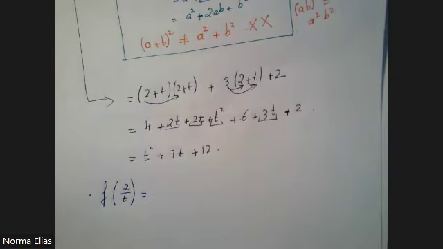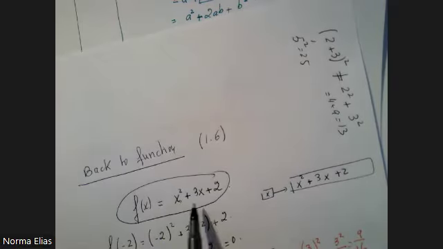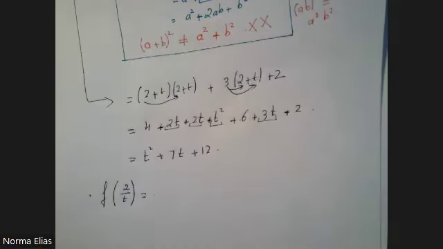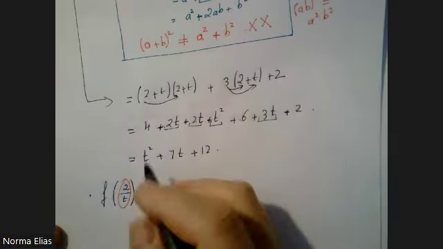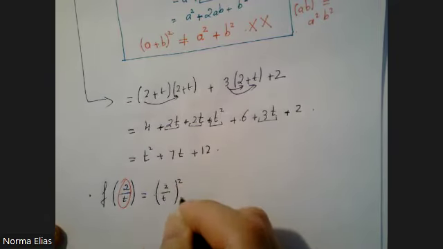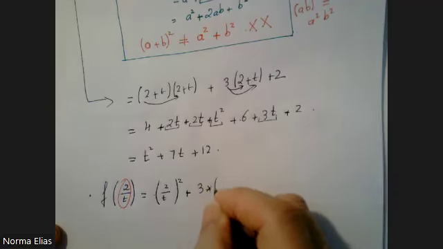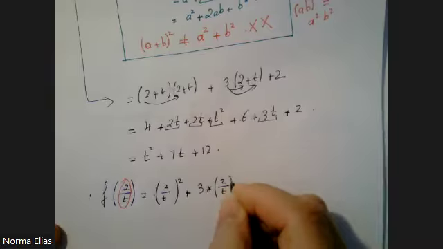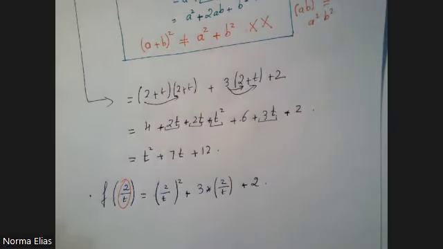Again, let's see what my function does. My function takes the input, squares it, plus 3 times the input, plus 2. So I'm going to do exactly the same. The input is 2 over t. So what's f of that? It's the input, whatever it is, squared, plus 3 times whatever the input is, plus 2. That's the setup. And now we have to simplify. Absolutely, we have to simplify.